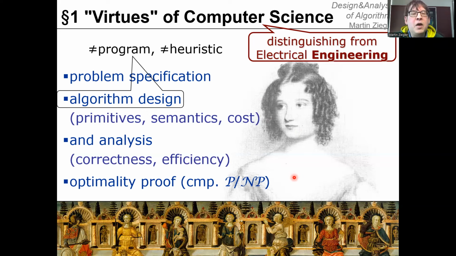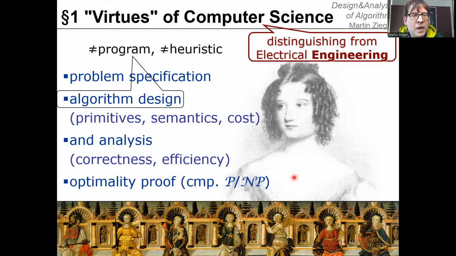But proving an algorithm optimal actually can be a very challenging problem. For example, the P versus NP problem can be considered as a case of whether contemporary algorithms solving the Boolean satisfiability problem in exponential time, whether these are optimal or not. So this can be a very challenging task to prove an algorithm optimal. But that's the four virtues of computer science. Good.